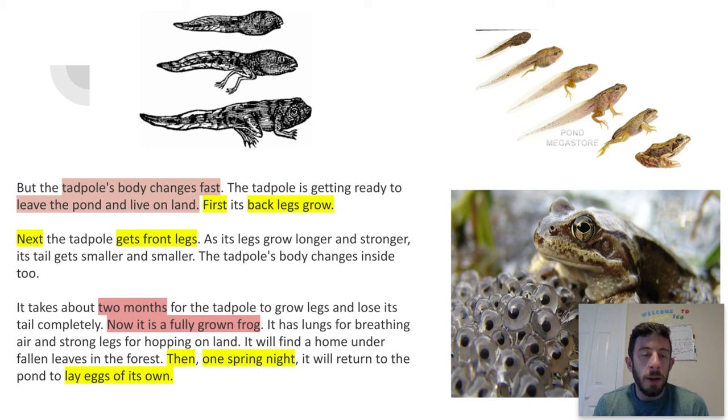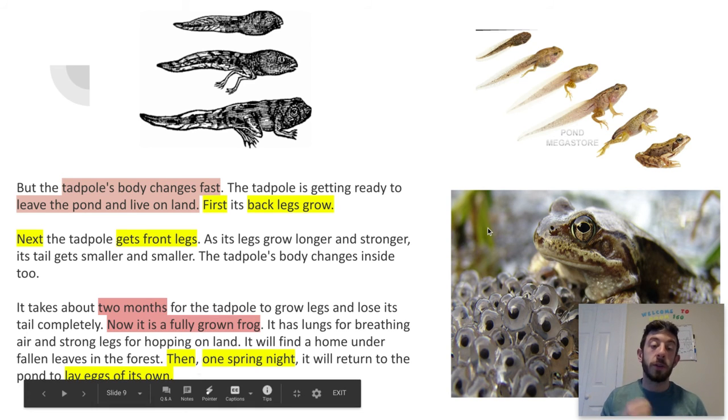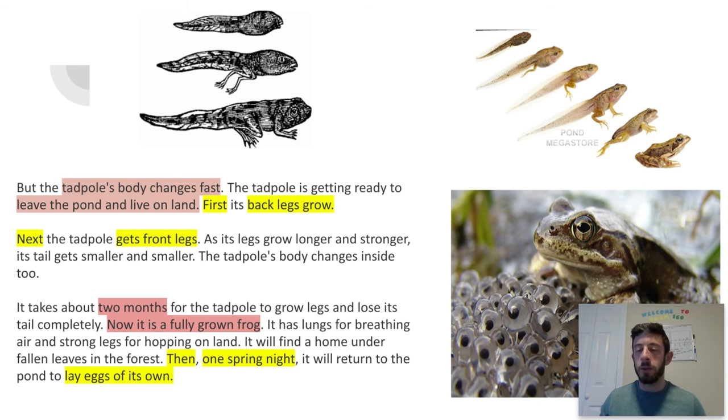It takes about 2 months for the tadpole to grow legs and lose its tail completely. Now it is a fully grown frog. So they're saying "now" because, okay, finally we are at a fully grown frog. And then one spring night, it will return to the pond to lay eggs of its own. So then again, sequence and order. This is a cycle, a life cycle. It starts as an egg, becomes a frog, and then the frog lays eggs of its own.